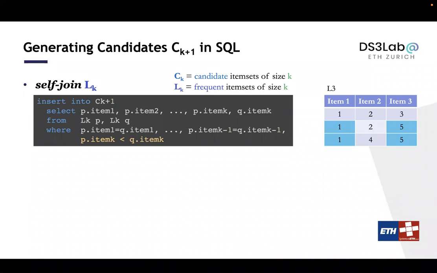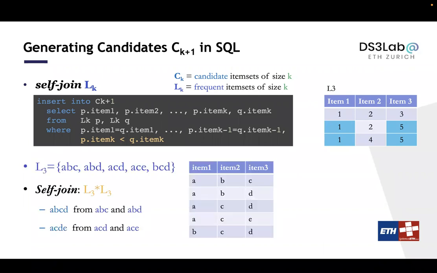Once you have L_k, the frequent item sets of size k, how do you generate candidates? You can do a self-join. You join L_k with L_k, match all the first k minus one items, then take the last item and output them. Once you run this SQL query, you are able to generate candidates of bigger size.